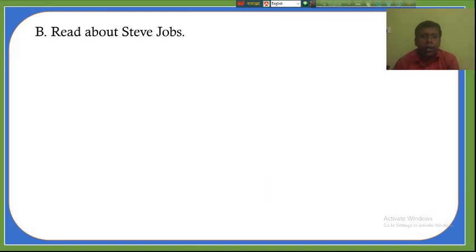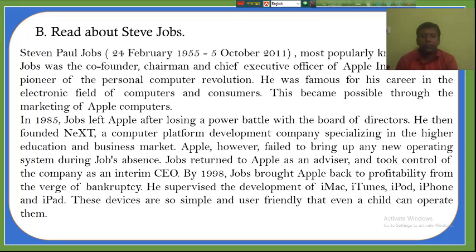Then, dear students, read about Steve Jobs. The passage is Stephen Paul Jobs. His lifespan 24 February 1955 to 5th October 2011. Most popularly known as Steve Jobs, was the co-founder, chairman, and chief executive officer of Apple Inc.